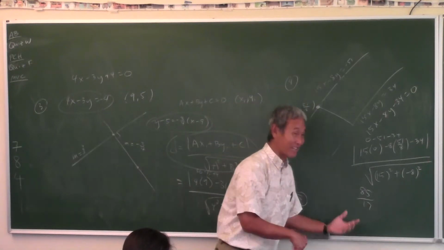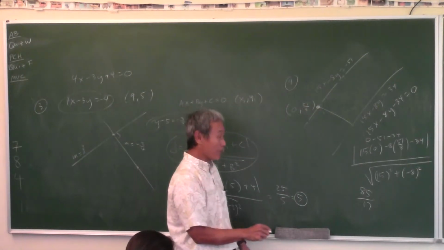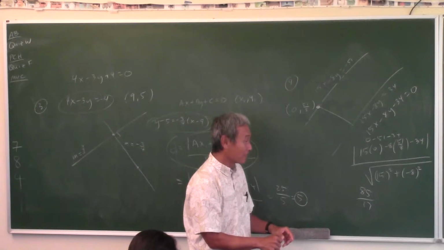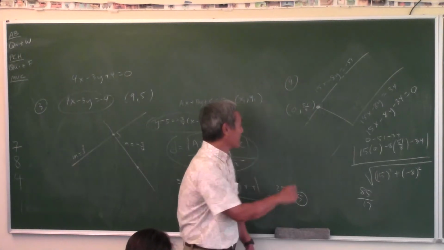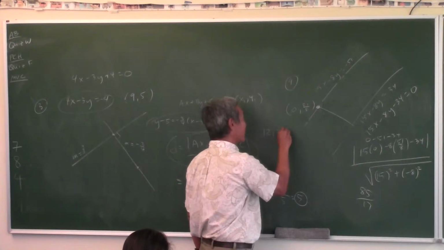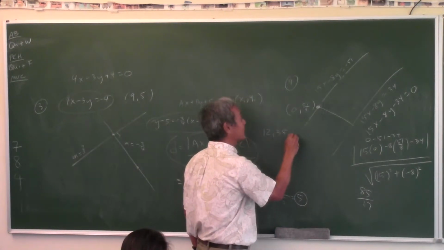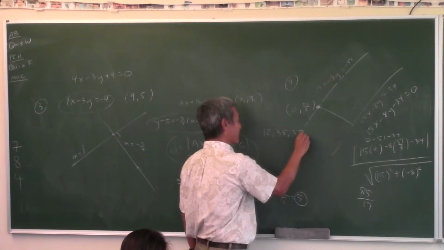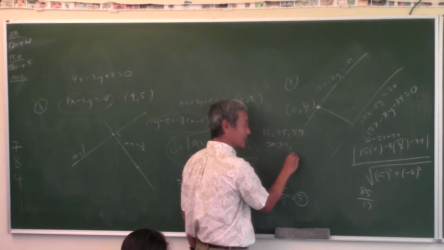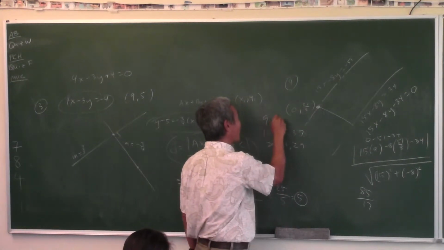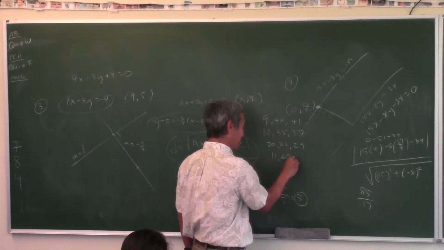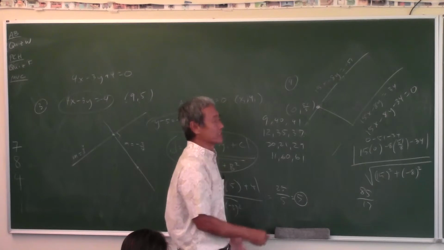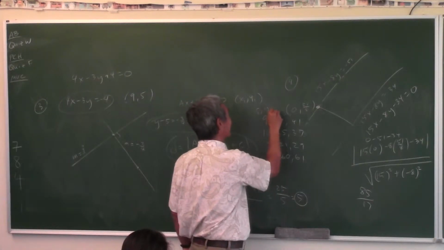And remember the ones I like to use on the test? 12, 35, 37. 20, 21, 29. 9, 40, 41. 11, 60, 61. Or do you want me to just do a mundane 5, 12, 13? Yeah.